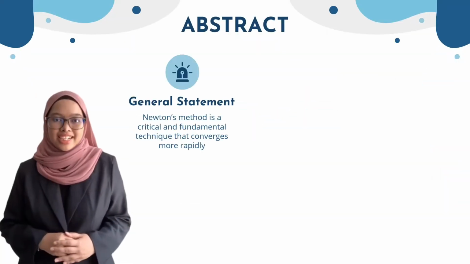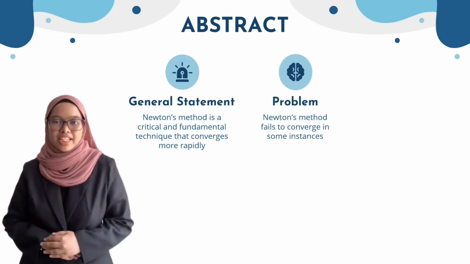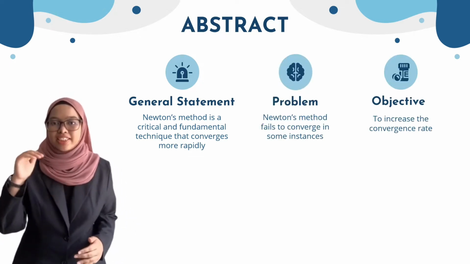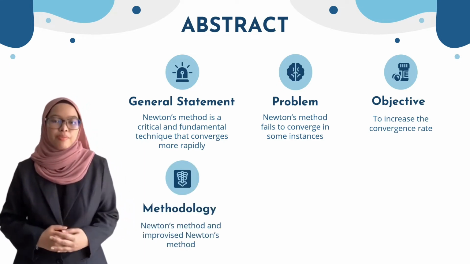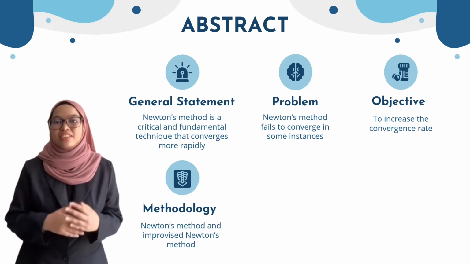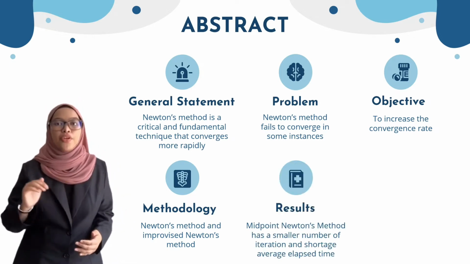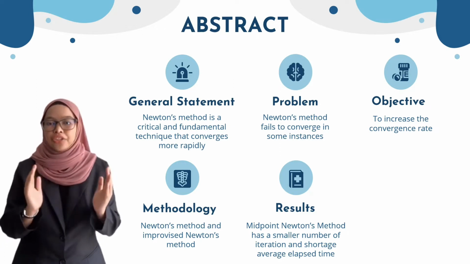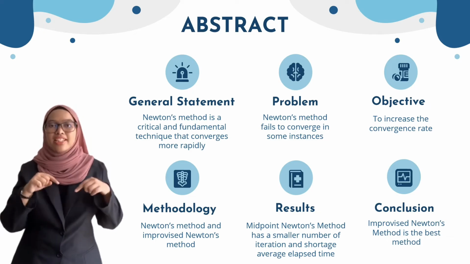Newton's method is a critical and fundamental technique that converges more rapidly than other techniques. However, Newton's method fails to converge in some instances. To increase the convergence rate, this research uses Newton's method and improvised Newton's method to compare which method is the best. The root finding is also implemented in a water wavelength model. The outcome of the computation shows that improvised Newton's method has a smaller number of iterations and the shortest average elapsed time. Hence, improvised Newton's method is more efficient in computing in this study.